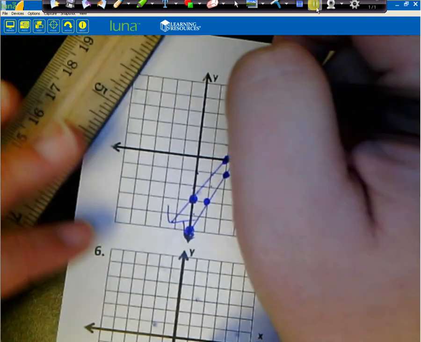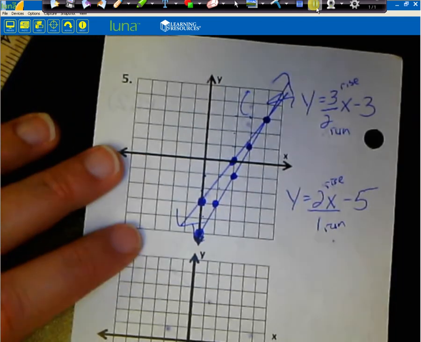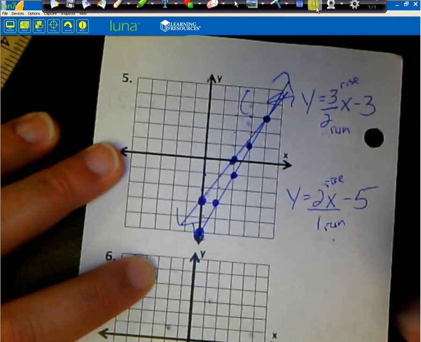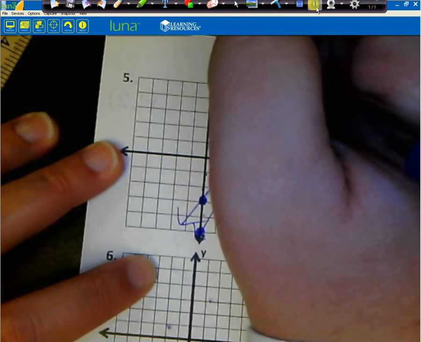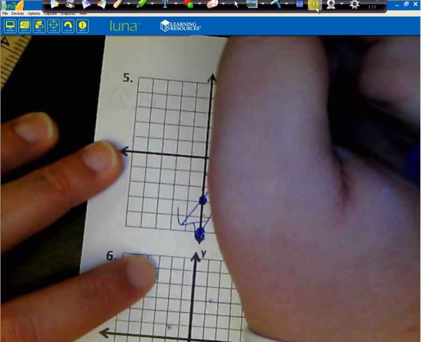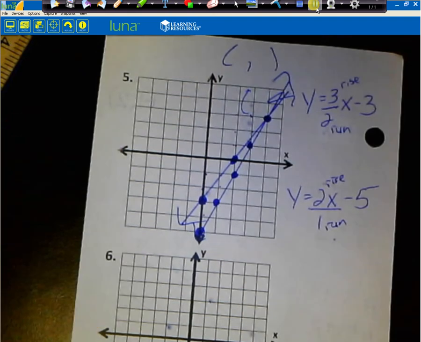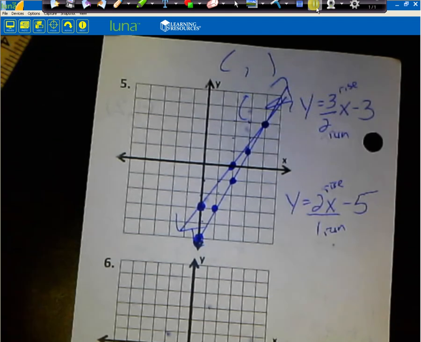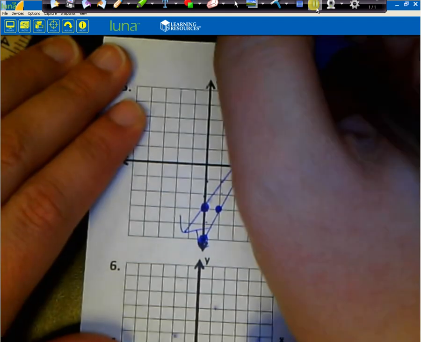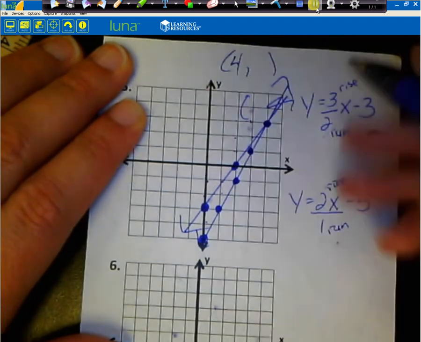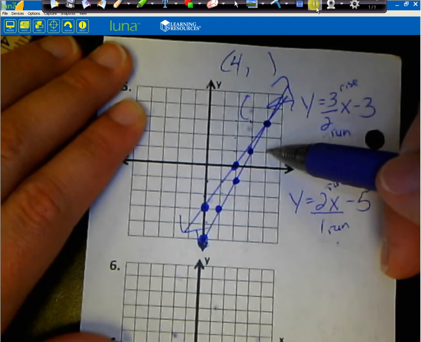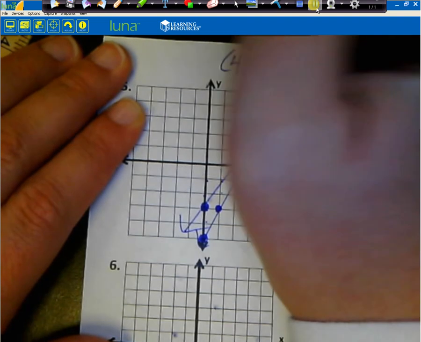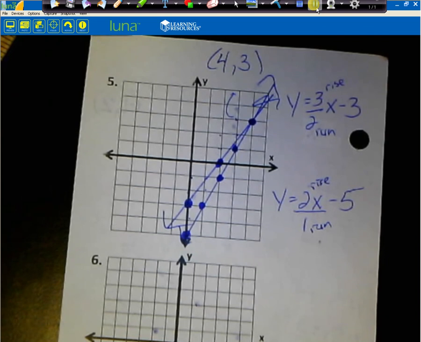And again, I have to write my answer as an ordered pair. I'm going to do that right up here at the top. So the x part of this point is 1, 2, 3, 4. So it's going to be 4. The y part of this point right here where they're crossing is going to be 1, 2, 3. So it's the point 4, 3. The point 4, 3 is my solution to this system.